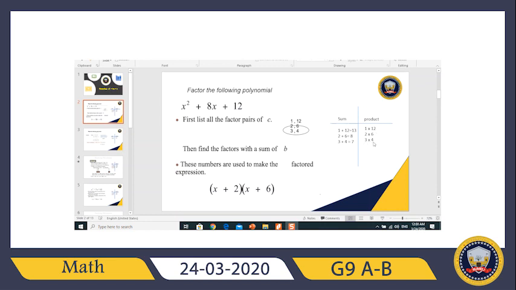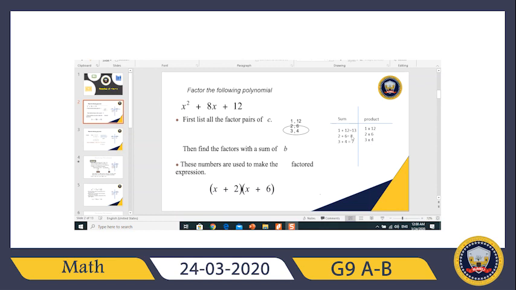Do I have any other factors for 12? If I multiply them together, the answer will be 12. I believe not. These are the 6 factors of 12. Here on the other side of my table, I will write the sum because I have here a positive sign. So I will write the sum. Sum of what? Sum of each 2 numbers of the factors. 1 plus 12 will give me 13. Why I'm doing this, I will tell you later. 2 plus 6 equals 8. 3 plus 4 equals 7.